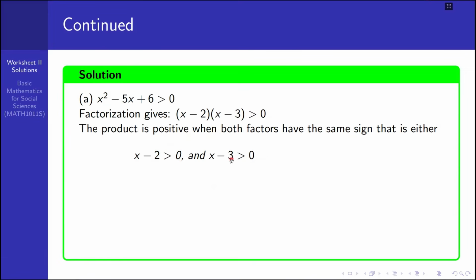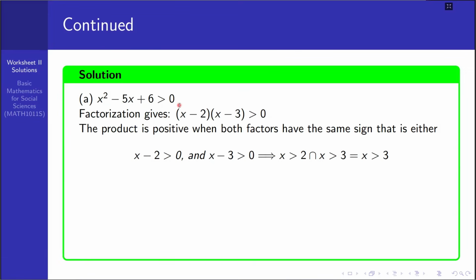When are these positive? When x is greater than 2 and x is greater than 3. The intersection of these two intervals, that is the intersection of x greater than 2 and x greater than 3, will be x greater than 3, so that x greater than 3 could be half of the solution set for this quadratic inequality.